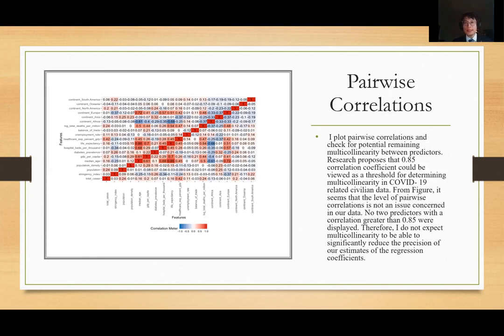I also did pairwise correlations to check the potential remaining multicollinearities between predictors. Research proposed that 0.85 correlation coefficient could be viewed as a threshold for determining multicollinearities. So from the pink curve, we can see no two predictors with a correlation greater than 0.85. So that is a good thing. So I do not think multicollinearities will significantly reduce the precision of our estimates.